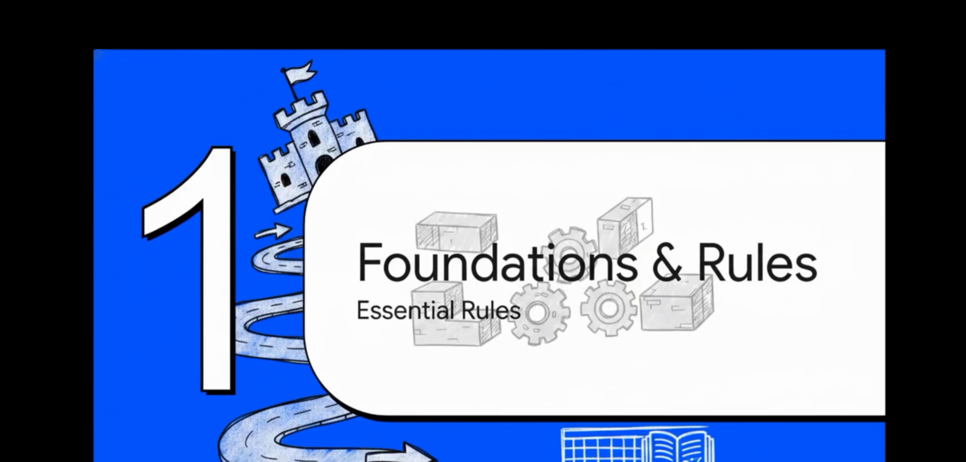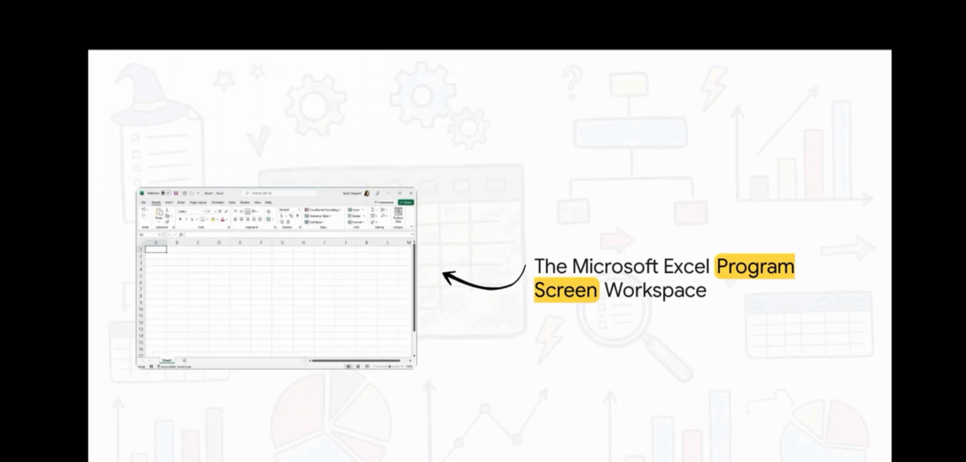Okay, let's kick things off with Section 1, Foundations and Essential Rules. Look, every power user needs to start in the tutorial level to build a rock-solid foundation, right? So before we trigger any complex formulas, let's just ground ourselves in the basic Excel workspace. At the very top, you've got the ribbon. That's your command center housing all those crucial tabs like Home, Insert, and Data. Just below that is the name box, which tells you exactly which cell you're currently operating in, like A1.